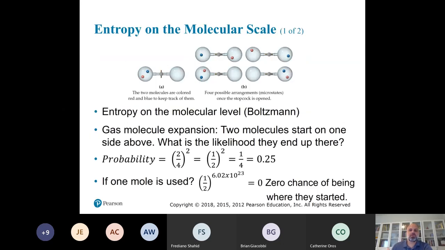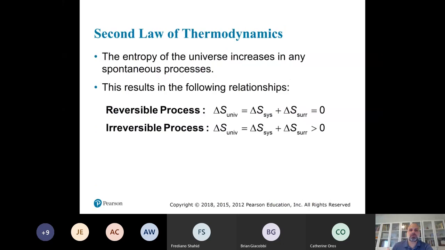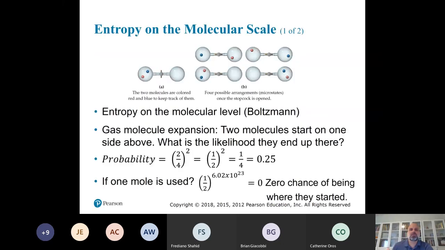We're just about to get started on this slide right here. And with this slide, we're going to talk more kind of microscopic, right? The previous slide is talking about the universe. This slide, we're going to talk microscopic and think about what it means on a molecular scale in terms of entropy. So in this example, we have two molecules, right?